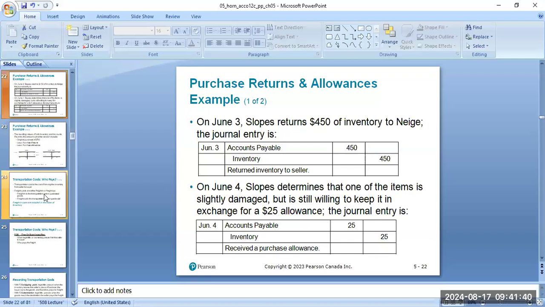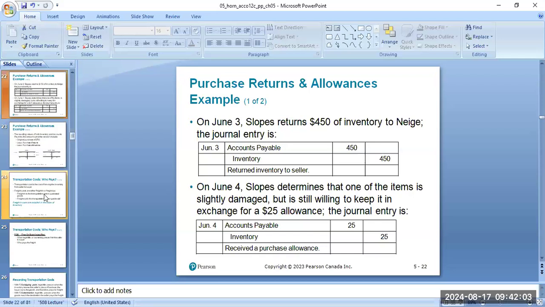So what are we going to do? We're going to reduce our accounts payable, debit accounts payable. We're going to reduce our inventory. Why? Because once we ship it back to the seller, we don't have it in our inventory. Since we don't have it in our inventory and the seller has it back in his inventory, we're going to decrease our inventory and we're going to decrease our accounts payable.